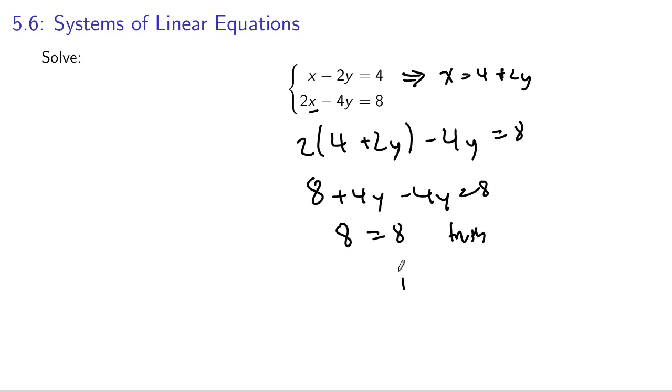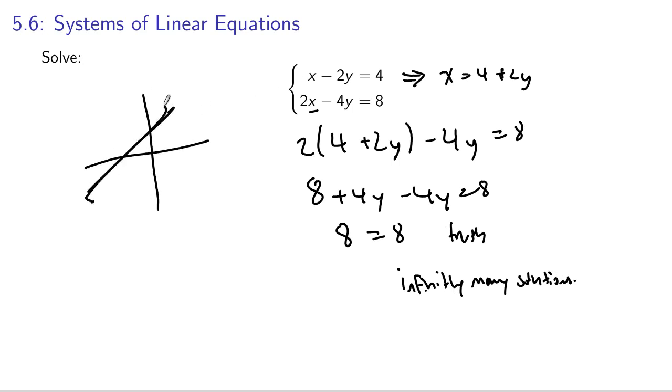So we have infinitely many solutions. And the solutions are, this is the case of two lines that are on top of each other, same line. So the solutions would be all of the possible solutions to either equation, because they're the same equation, they're equivalent equations.